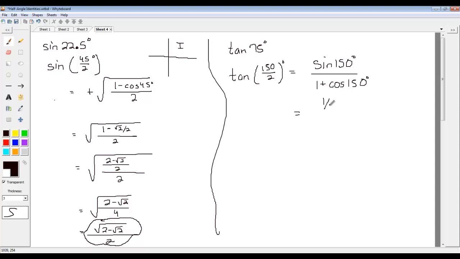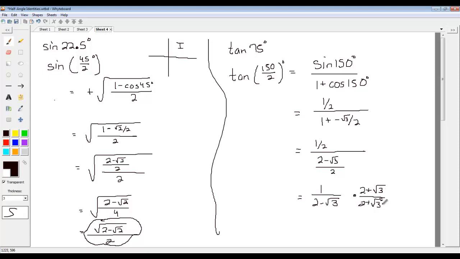Woohoo! So we have 1/2 over 1 plus a negative square root of 3 over 2. So we have 1/2 over 2 minus the square root of 3 all over 2. So you have 1 over 2 minus the square root of 3. And if you rationalize the denominator, like you guys learned to do in college algebra, you get 2 plus the square root of 3 over 4 minus 3, which is really just 1. So you get 2 plus the square root of 3.